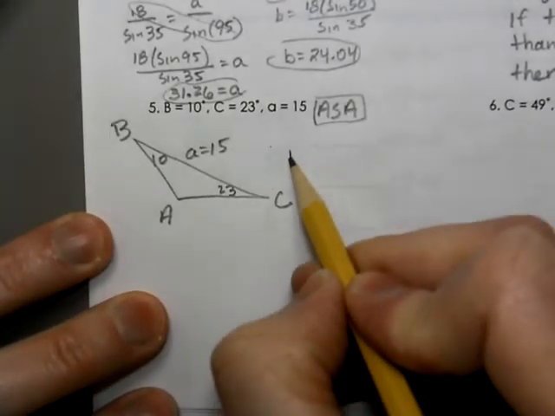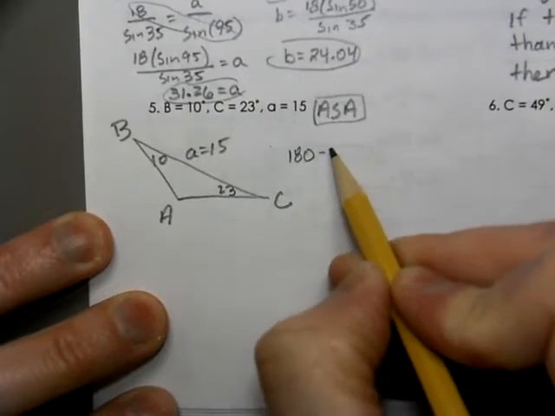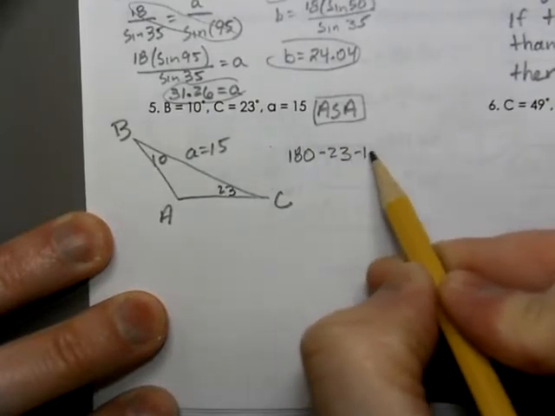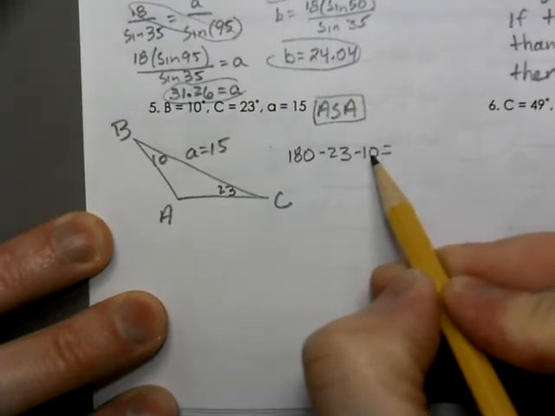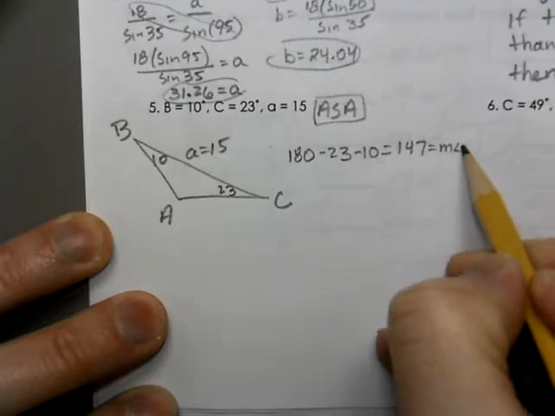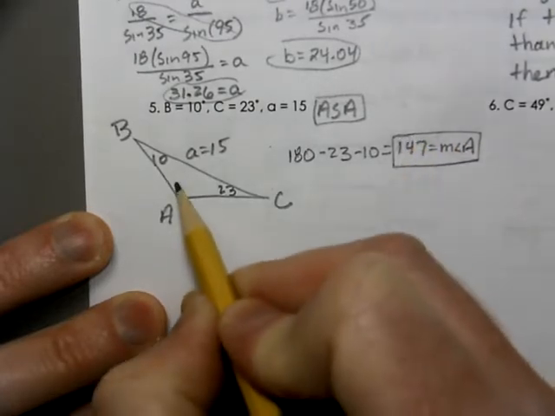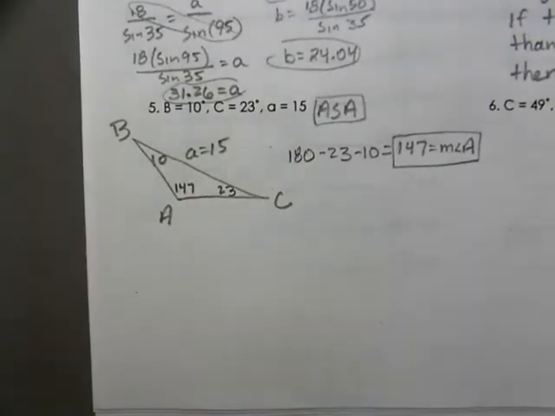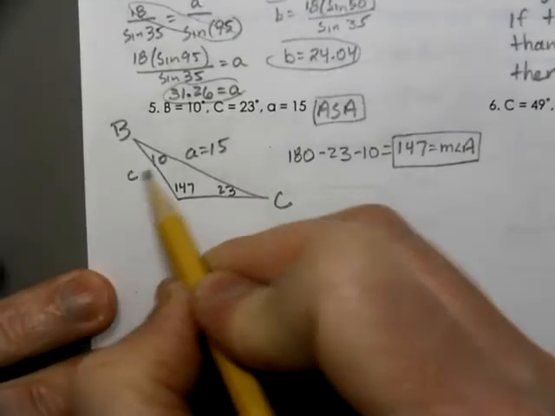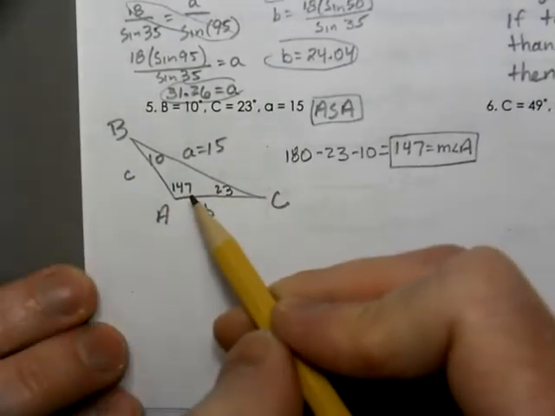So we're going to start out with trying to find that missing angle for angle A. We're going to minus 23, we're going to minus 10, so we're going to get 147. That's the measurement of angle A. So now we're looking for side C and also for side B. We're given both bits of information for A.